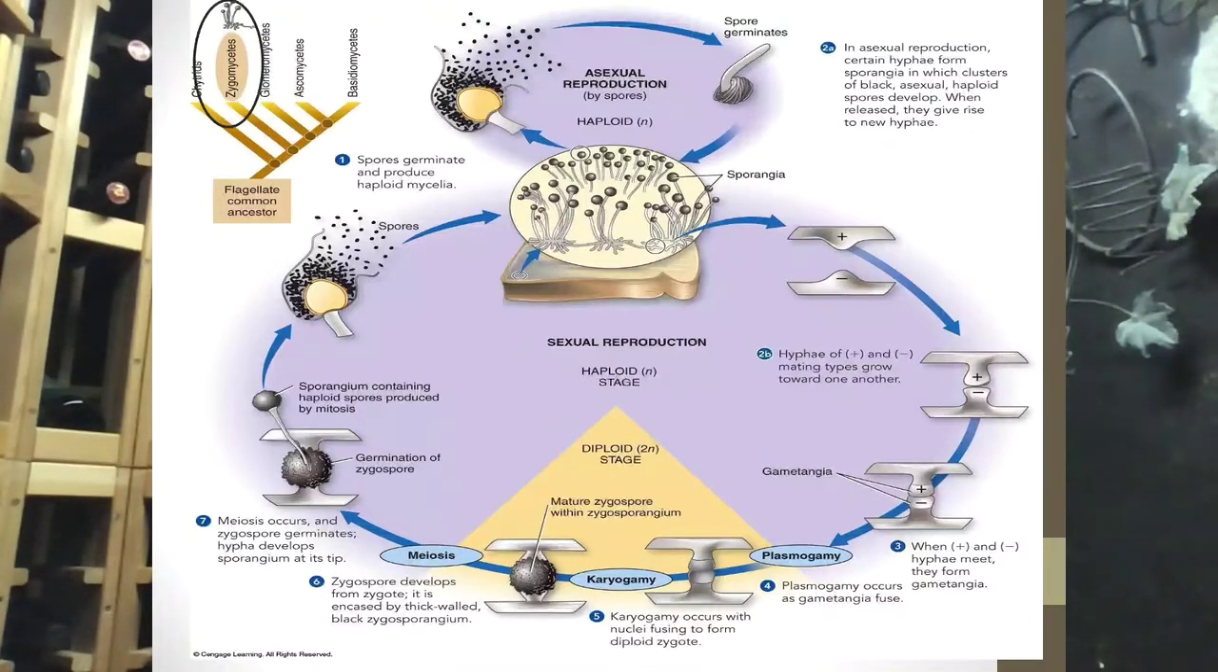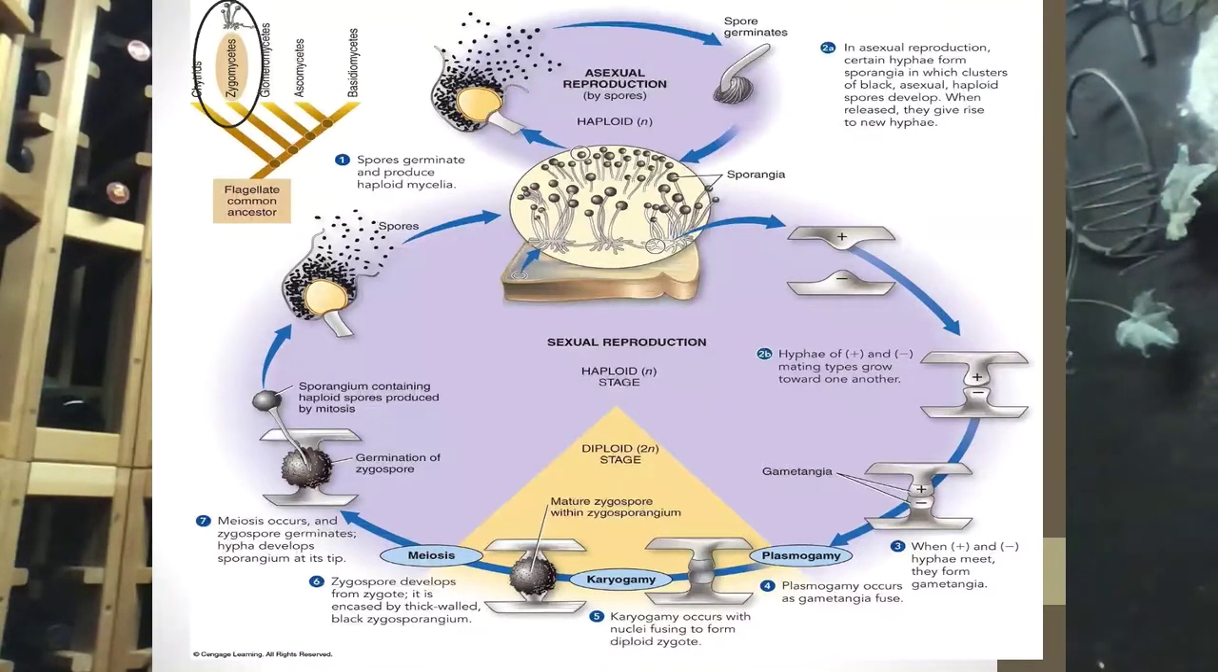So the gametangia from both sides fuse together, beginning to form a zygosporangium. Remember that each of the hyphae from the positive and the negative side has a haploid nucleus. So when they form the gametangia, those two haploid nuclei are coming closer together. Plasmogamy is when the structures fuse together, the cells fuse together, but the haploid nuclei stay distinct.